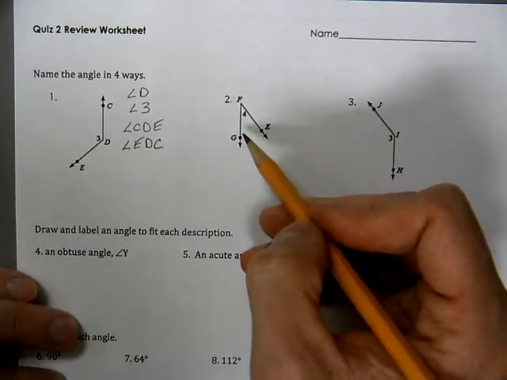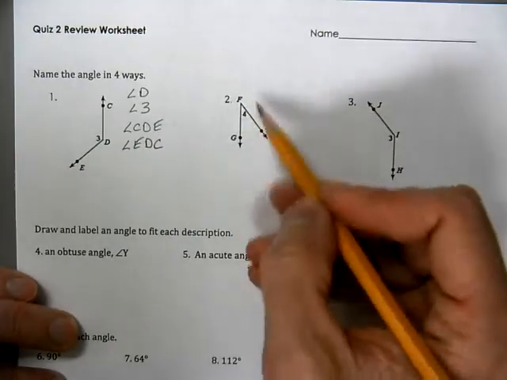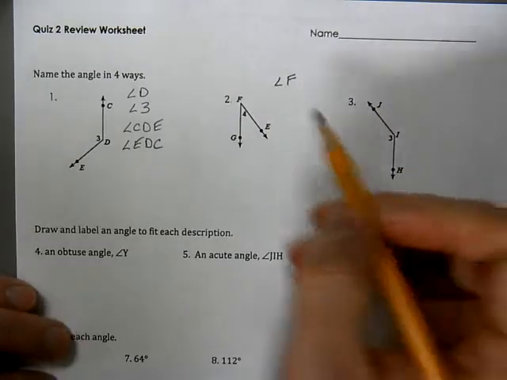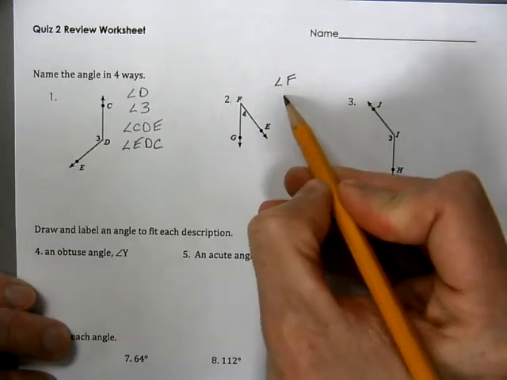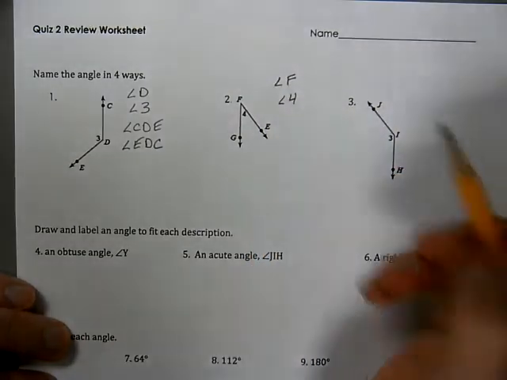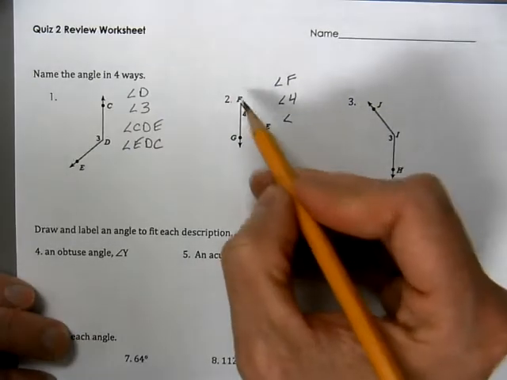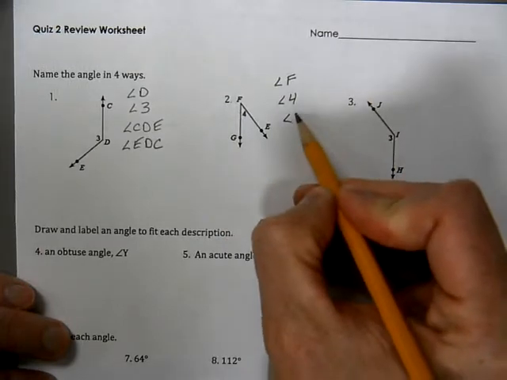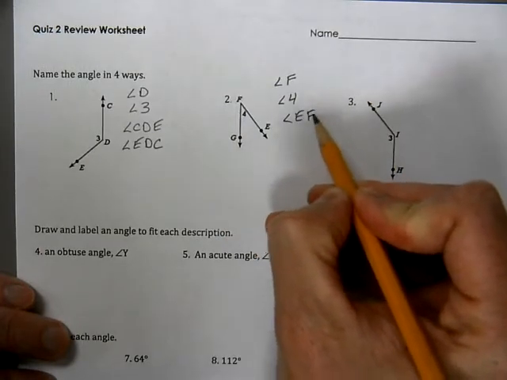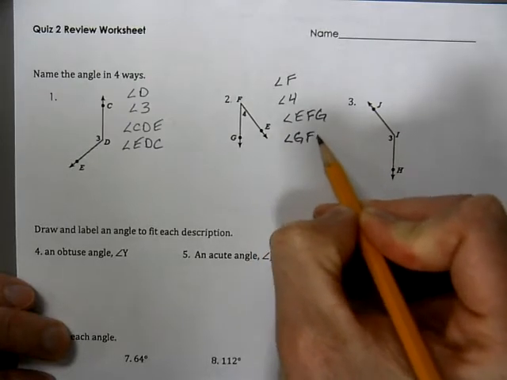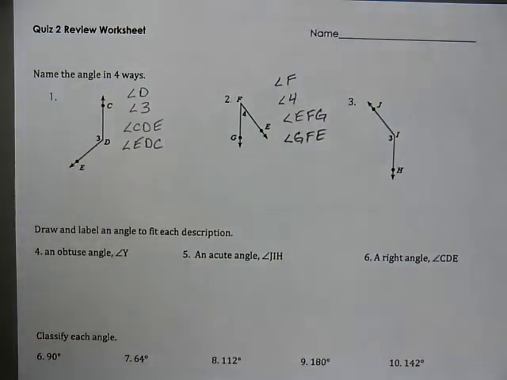For number 2, we can name it with one letter because there's only two rays coming off of it. One letter's okay. We can name it with one number. And we can name it with three letters. Those letters should be capitalized. The vertex has to be the middle letter. Notice that we never name it with just two letters.